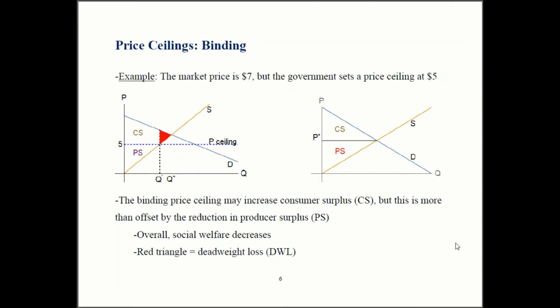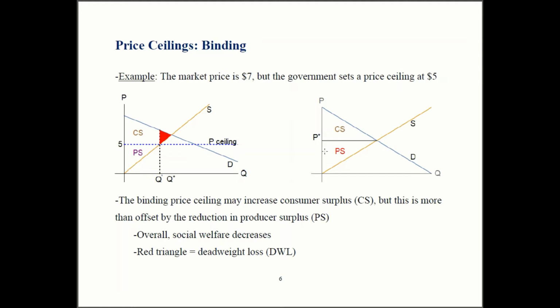So what does a binding price ceiling do to social welfare? We compare it to the market outcome. So here's a market with no price controls. You have demand, you have supply, and a market price. Consumer surplus is this upper triangle over here. Recall, consumer surplus is the gap between what you're willing to pay, that is demand, and the price you actually pay, the market price P star. So this represents how much better off consumers are from these transactions.